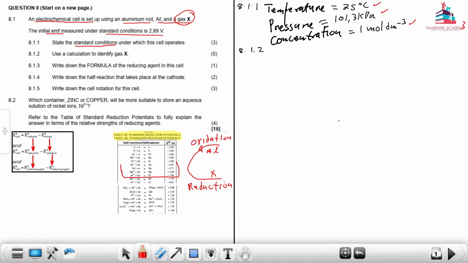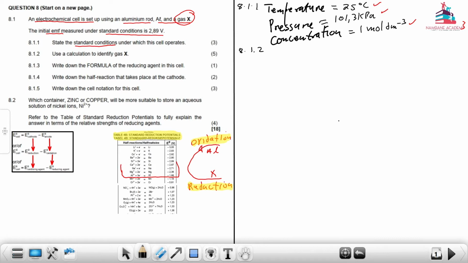So when we use our C method, we are in a position of saying the one at the top will undergo oxidation and the one at the bottom will undergo reduction. How does this assist me? It assists me in knowing where to place the X in the formula and where to place aluminium in the formula. So I'm going to write down the formula.